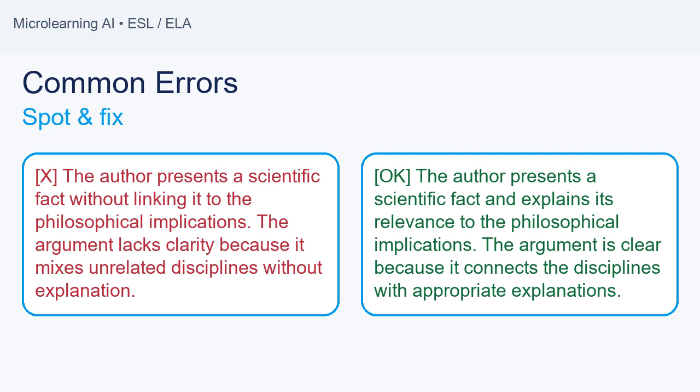Common mistakes include: the author presents a scientific fact without linking it to the philosophical implications. The argument lacks clarity because it mixes unrelated disciplines without explanation. Correct versions are: the author presents a scientific fact and explains its relevance to the philosophical implications. The argument is clear because it connects the disciplines with appropriate explanations.